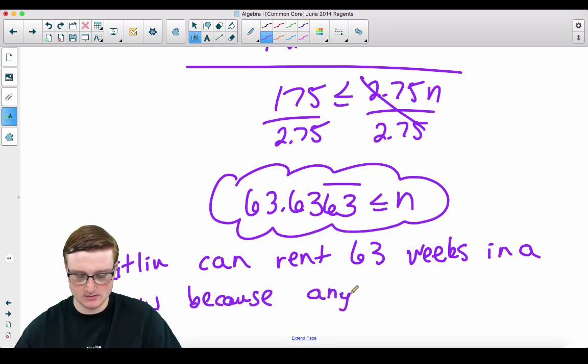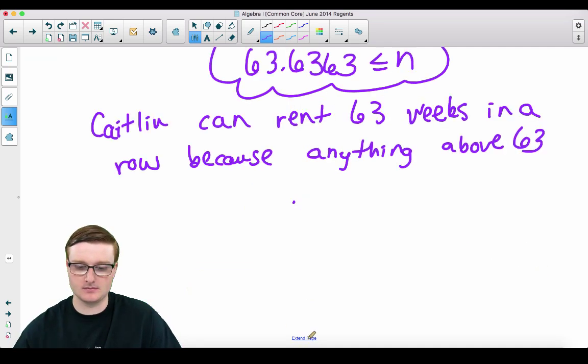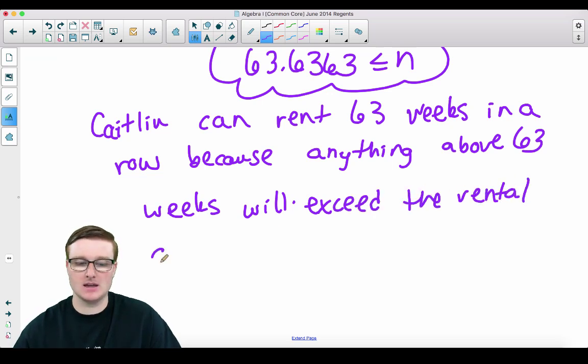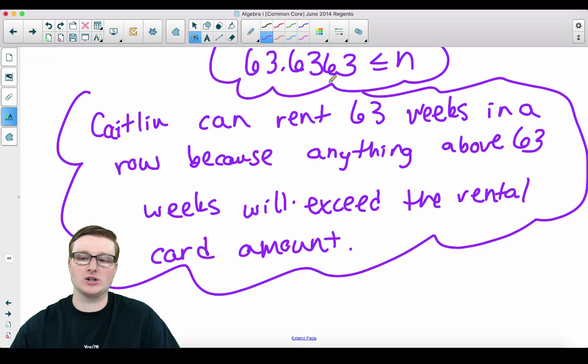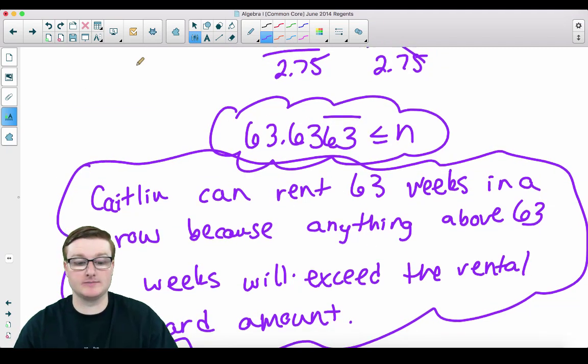Because anything above 63 weeks will exceed the rental card amount. And that, ladies and gentlemen, is your answer to that question. That is your explanation, and that is how you do the work.